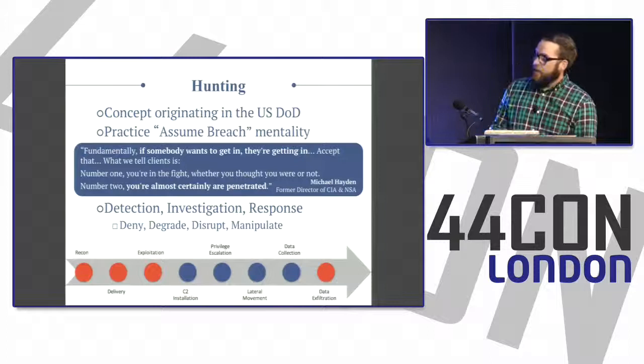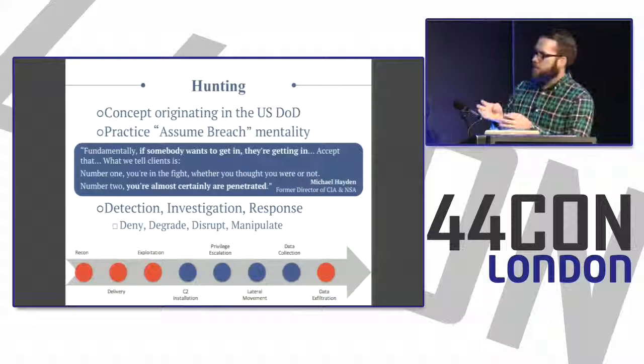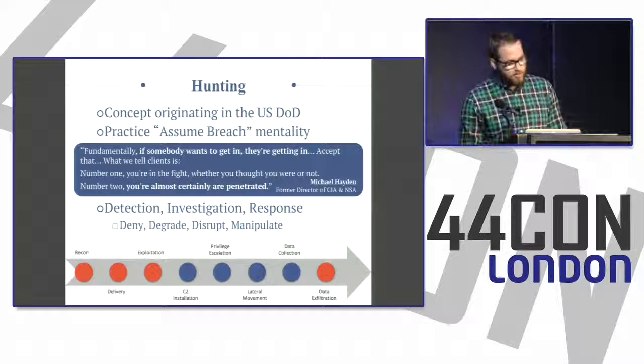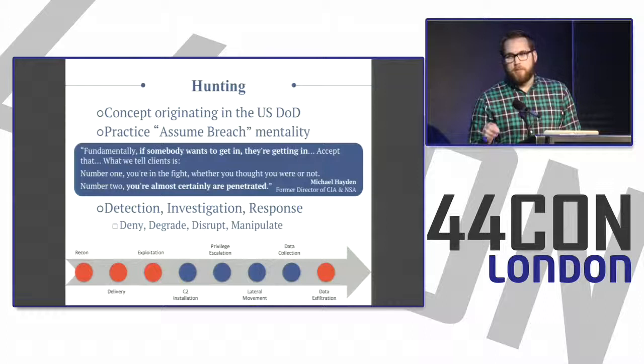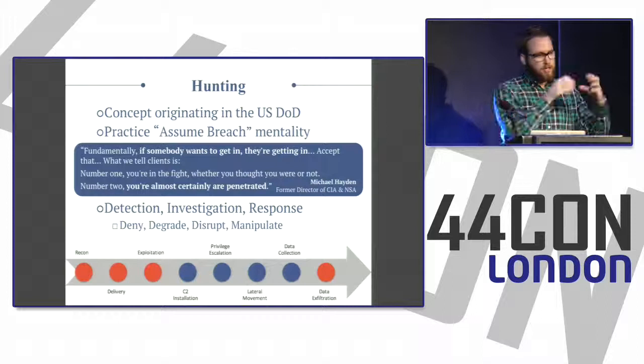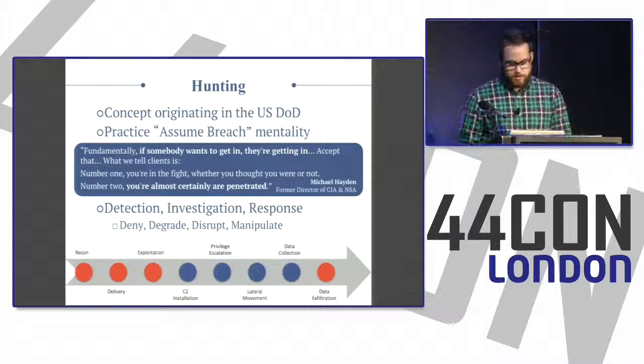And so the idea for hunting is you try to get between the exploitation phase and the data exfiltration phase. You actively pursue and look for evidence of infection, right? And you're hopefully going to stop it before your data is taken. That follows this detection, investigation, and response methodology. One of the things I have seen in my experience is that people are either really good at detection or really good at investigation. There's really no group of individuals that are great at both, especially when you're talking about investigating things at scale. And so this is my thought on how this can happen.